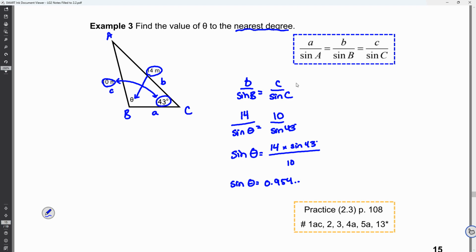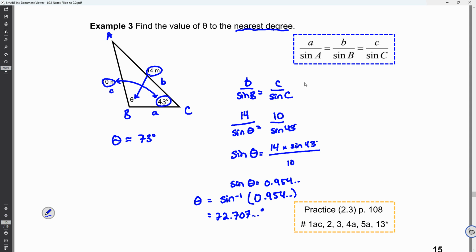And now here comes the little two-parter. We know that's what sine theta is equal to, but they want the angle. How do we do that? Well, toss that in your calculator again. So theta is equal to the inverse sine of 0.954 and so on. You put your full answer in here, and you get theta is equal to 72.707 degrees, which means our final answer for theta is about equal to, and it says nearest degree, so 73 degrees.